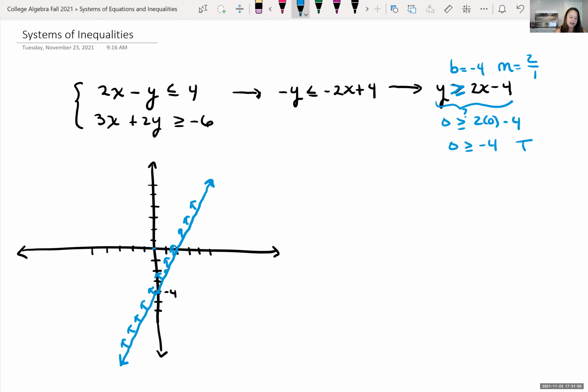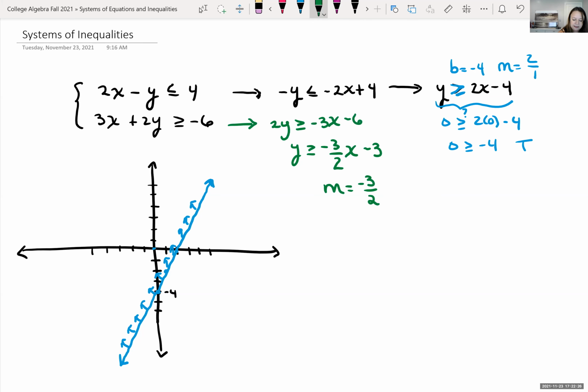Now let's look at the other inequality. Let's get y by itself. To do that, we could subtract 3x on both sides. We would get 2y is greater than or equal to -3x minus 6. Divide every term by 2, we get y is greater than or equal to -3/2 x minus 3. So from here, we know our slope is -3/2, and we know our y-intercept is -3.